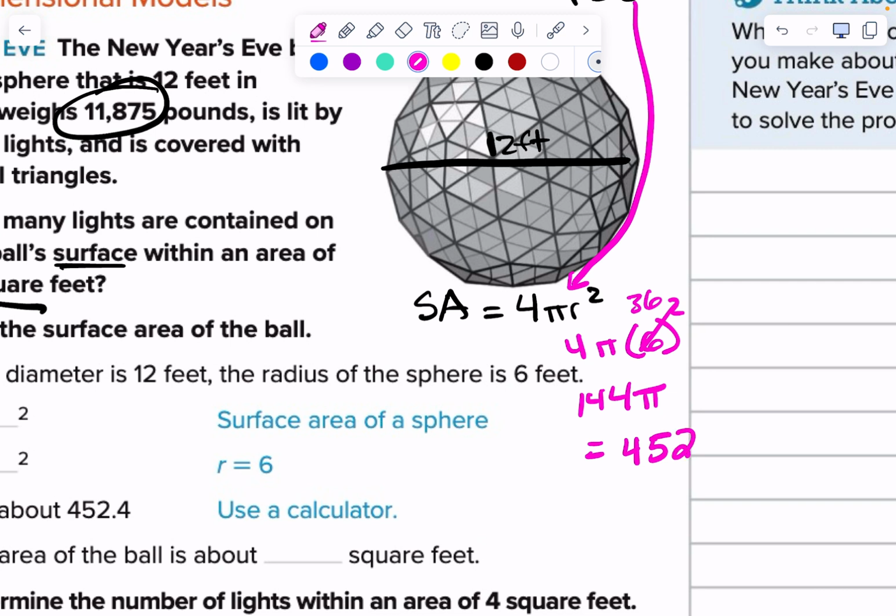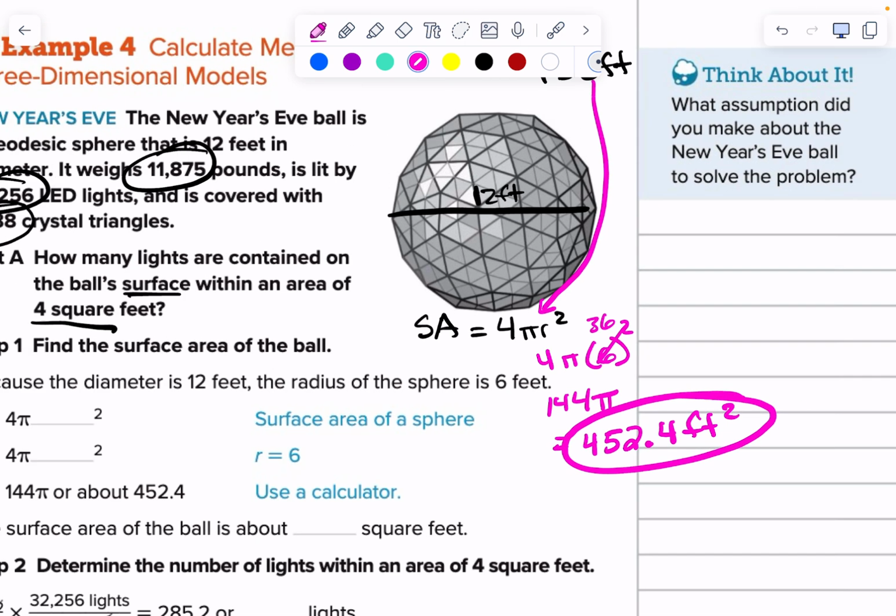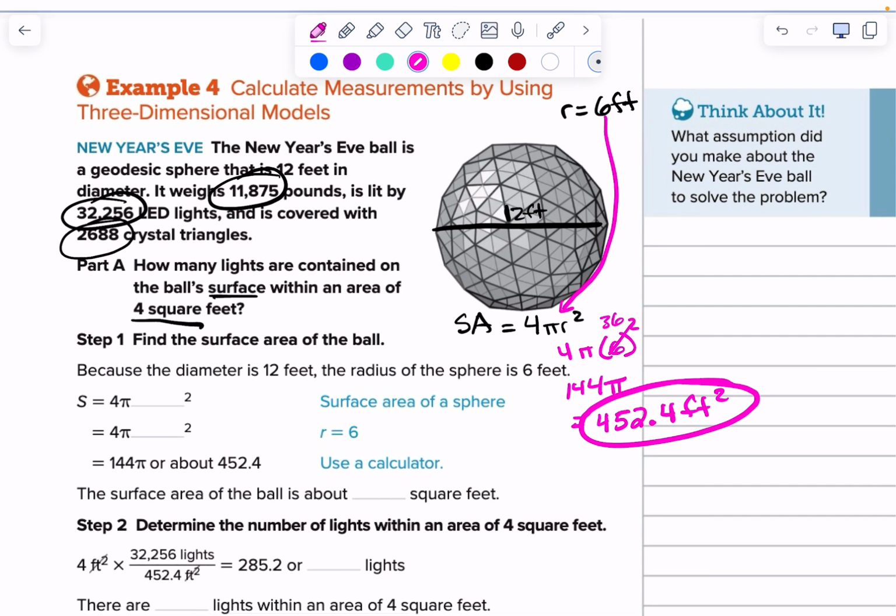452.4. And that is in feet squared. That is the area of the surface, right? The surface area is 452.4, okay? Now, I understand that this is not a perfect sphere, right? Because it's flat on certain parts, but whatever, it's fine, okay?